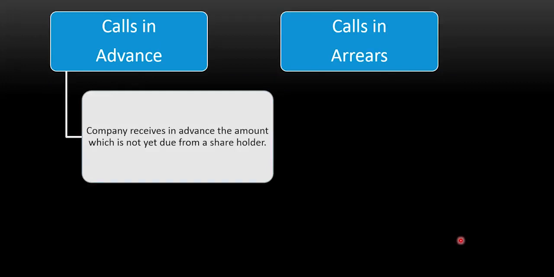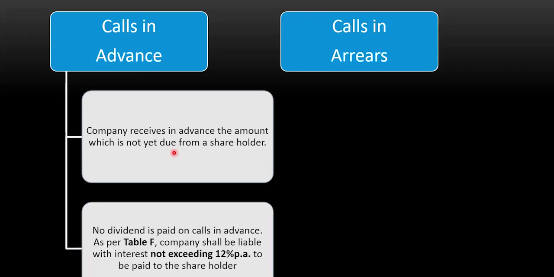Now let us look at calls in advance and calls in arrears. What is calls in advance? It is the money received by the company in advance from the shareholders. That is, though the money is not yet due from them, that is from the shareholders, the company has already received that money. For example, let's say the company has not yet made the first call, but the shareholder has already paid that first call money along with the allotment stage money itself. Then it is said to be calls in advance. Calls in advance will be a liability to the company, because though it is not yet due, it has already received the same. But it should be noted that no dividend should be paid on such calls in advance. But as per table F, it is said that the company is liable to pay interest but not exceeding 12% per annum to the shareholder.